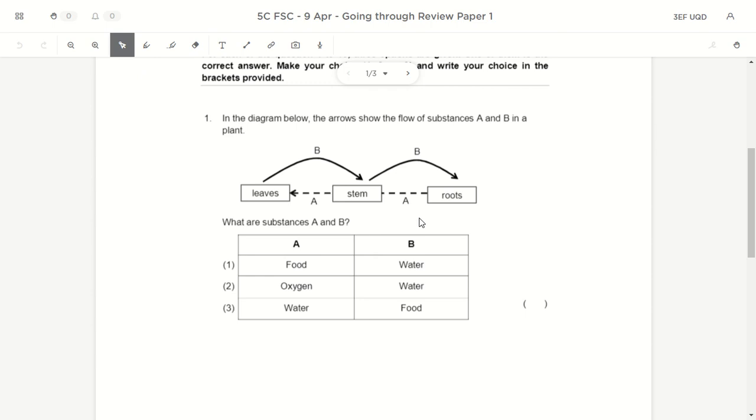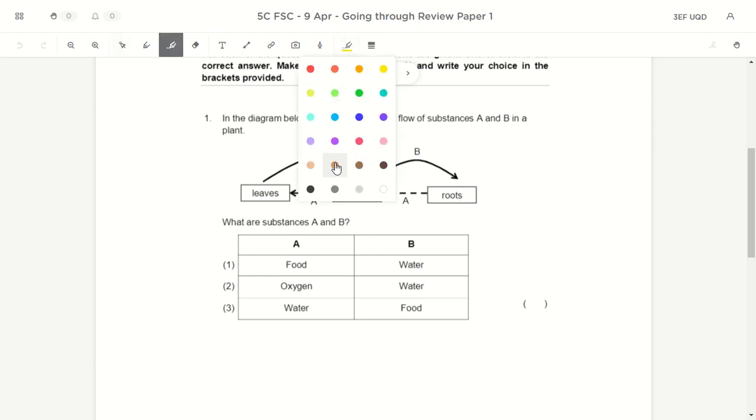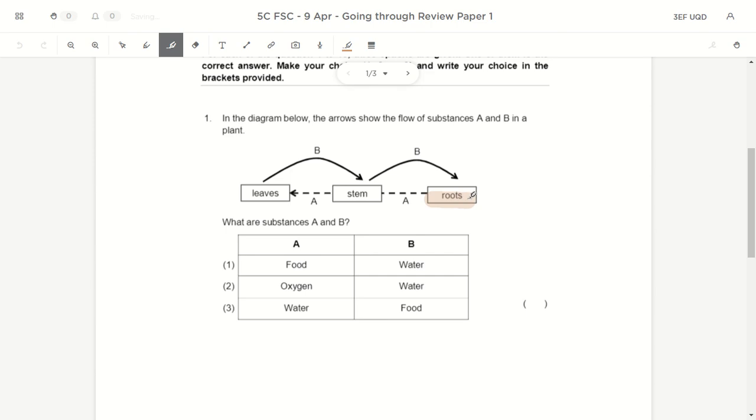So for a plant, let's look at the roots first. Let's start from the roots. I'll use brown color. Roots give something to the stem, and then the stem passes it to the leaves. In other words, roots transport something to the stem, and the stem transports it onwards, but it starts from the roots. Think about it. What is the function of roots? The function of roots is to absorb water and mineral salts.